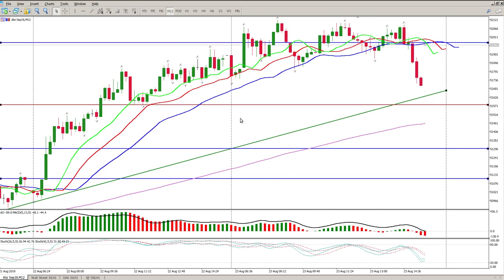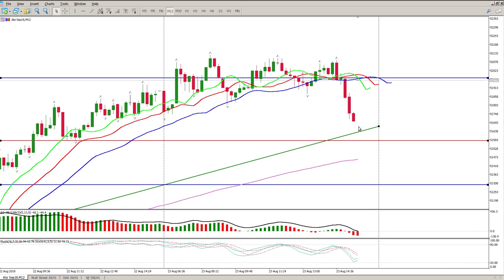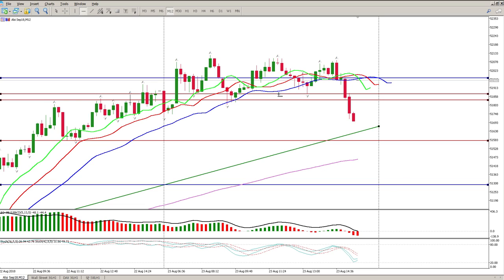So ideal world, I'd like to see us pretty much gap down in this area here, find some support, rally a bit, and potentially come and test either this breakout or that breakout. So in other words, come test these tails here before moving back to the downside. That would be an ideal trade. That's ideally what I'm looking for.